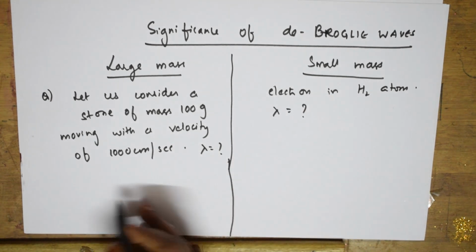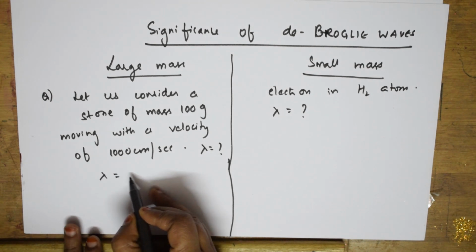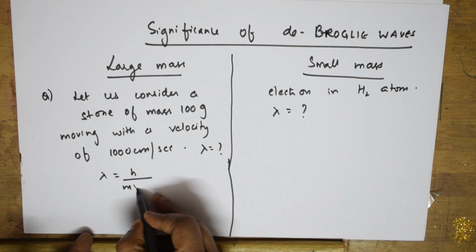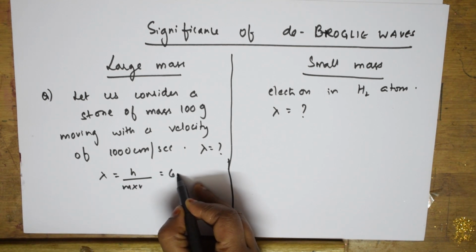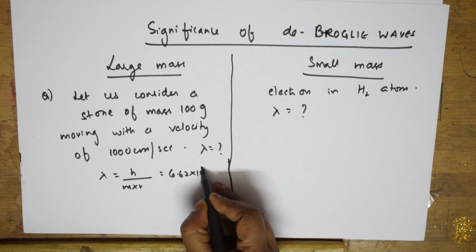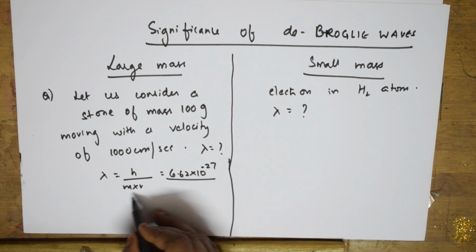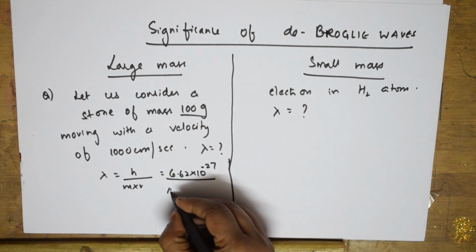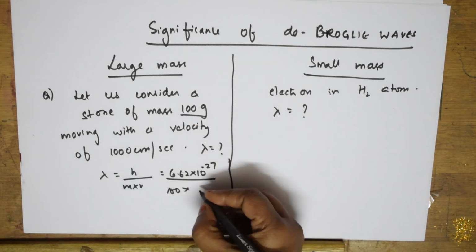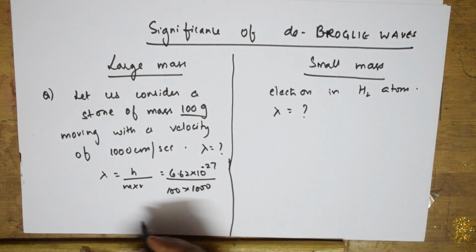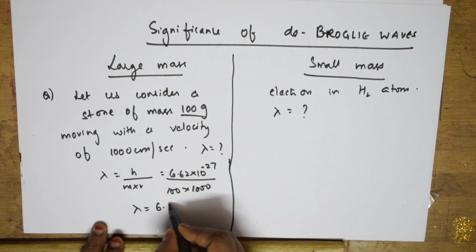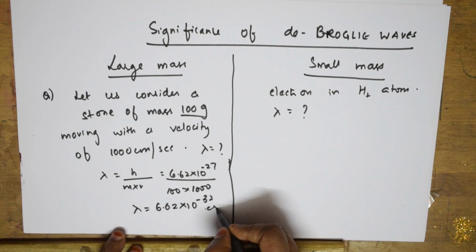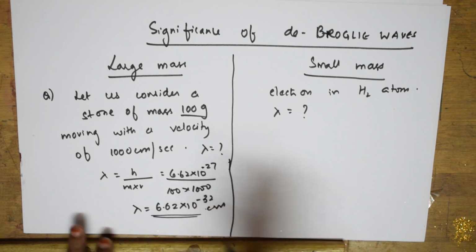So when I take both the concepts here, lambda is equal to h by p, that is m into v. How much is Planck's constant? It is 6.62 into 10 to the power of minus 27, divided by how much is the mass given? 100 grams. This is the mass given, isn't it? So 100 into what is the velocity given? It's nothing but 1000. When I solve, I get an answer of 6.62 into 10 to the power of minus 32 centimeters. Fine.